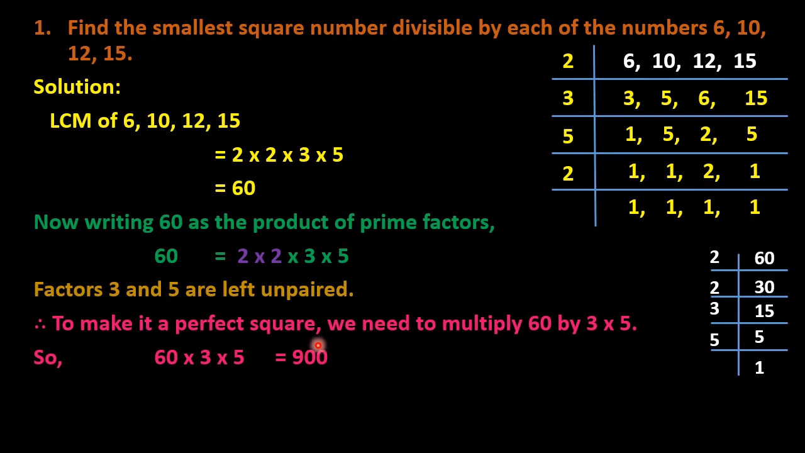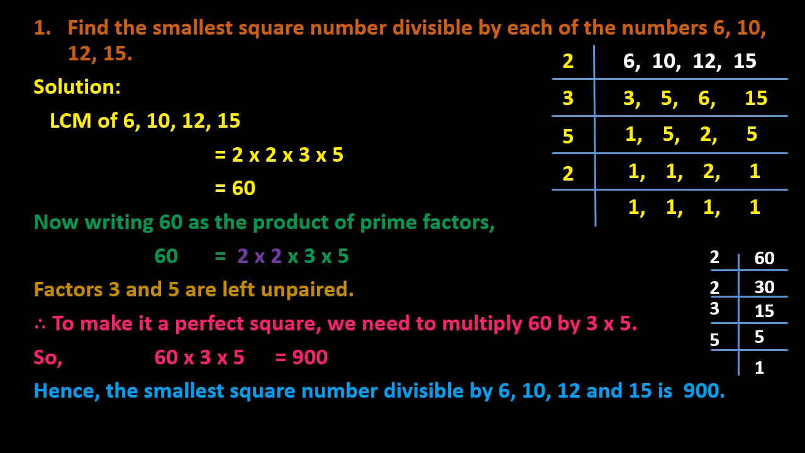What we did in the third step is we multiplied the LCM, which is 60, by the unpaired factors 3 and 5. So 60, which is the LCM, and 3 and 5, which are the unpaired factors, after multiplying we get 900. So this 900 is the answer, and we write that the smallest square number divisible by 6, 10, 12 and 15 is 900.